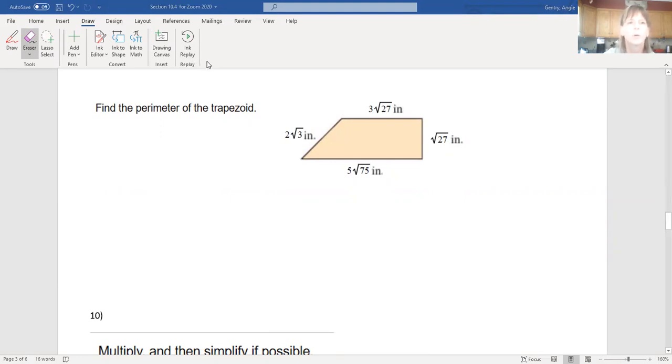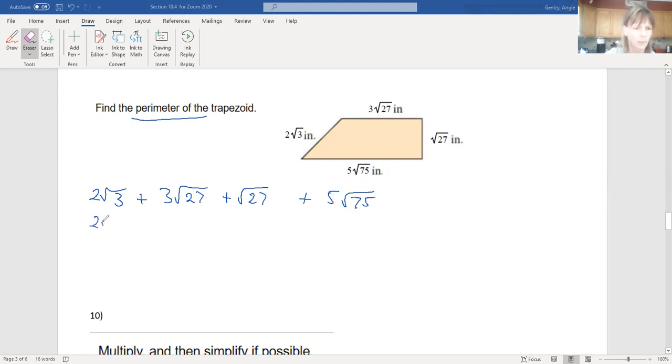They're all the same, you know, at some point. But perimeter means going around the outside and adding them all up. So you have 2 square root of 3 plus 3 square root of 27. And I guess I started on the left and worked my way around, plus square root of 27 plus 5 square root of 75.